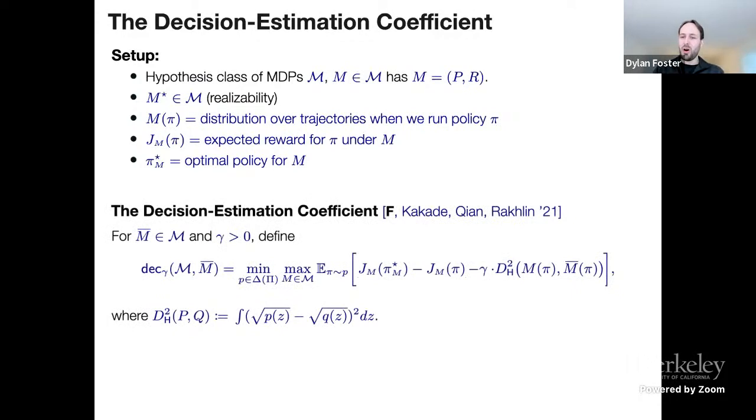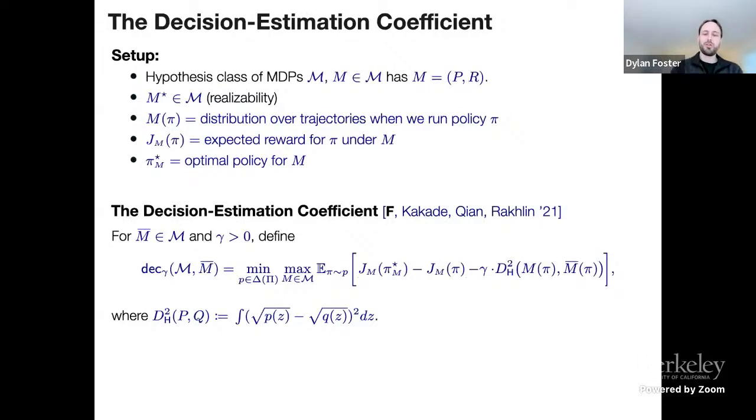So, with these out of the way, I can define this complexity measure. I'll walk through this step by step because there's a lot going on. This is a complexity measure which we're denoting DEC, and it has 3 parameters. It depends on this model class script M. It depends on what we'll call a reference MDP, which we're denoting M bar. And then it depends on a scale parameter that we'll call gamma.